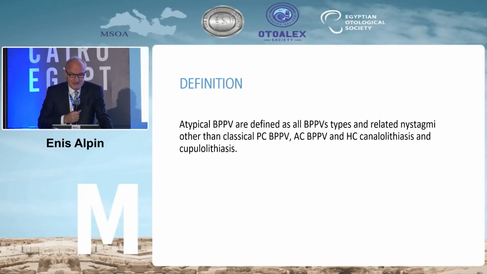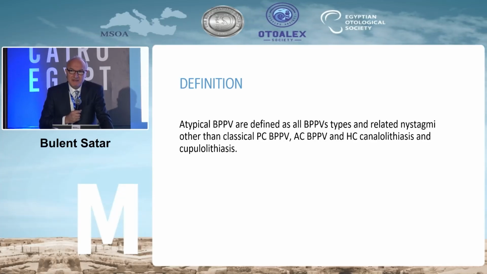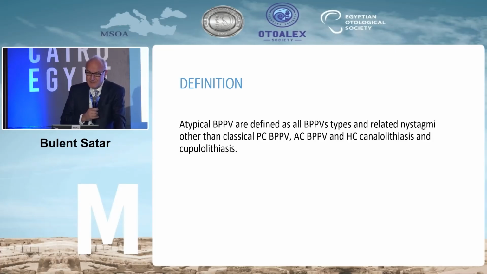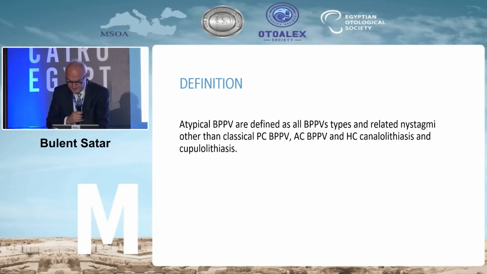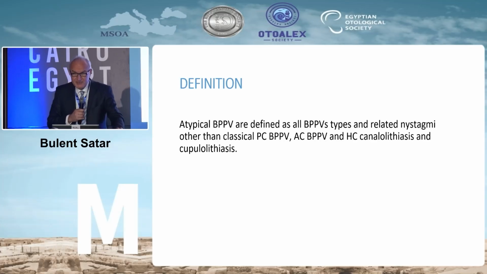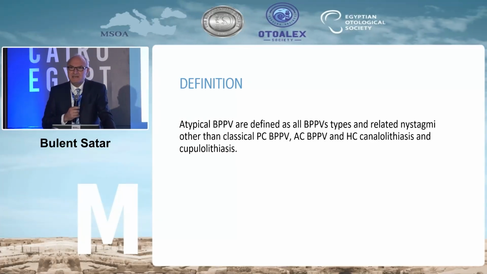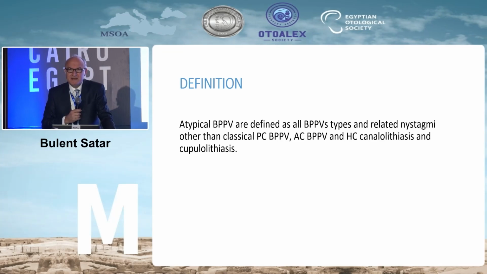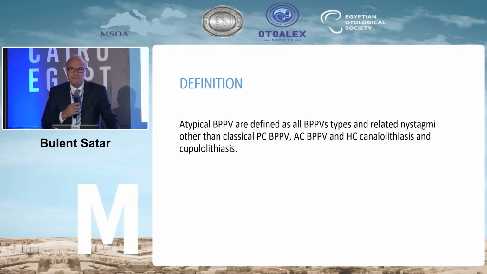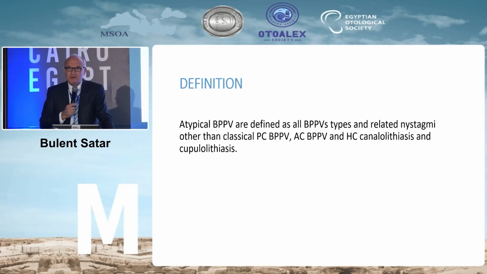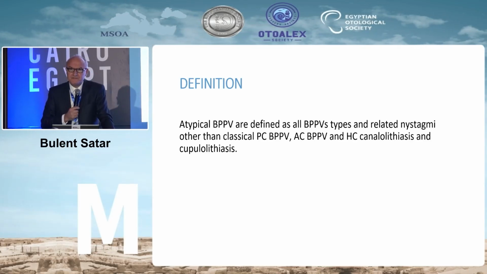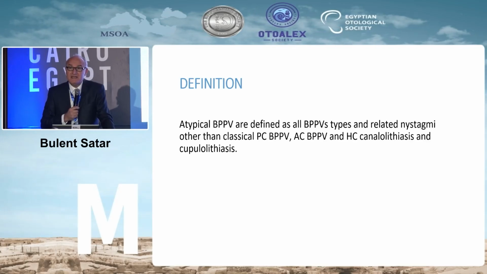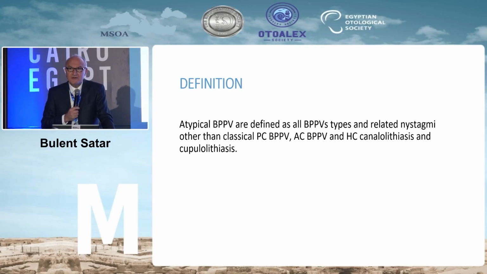Atypical BPPV is defined as all BPPV types related to nystagmus other than classical posterior canal BPPV, anterior canal BPPV, and horizontal canal BPPV. When we encounter a patient with classical BPPV, we mostly handle the patient easily with several maneuvers. However, when we encounter atypical nystagmus, we always think about whether it is a central lesion or atypical BPPV.